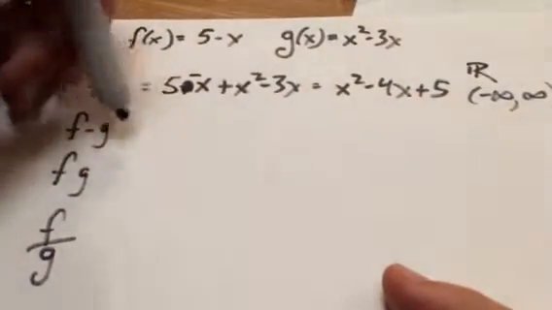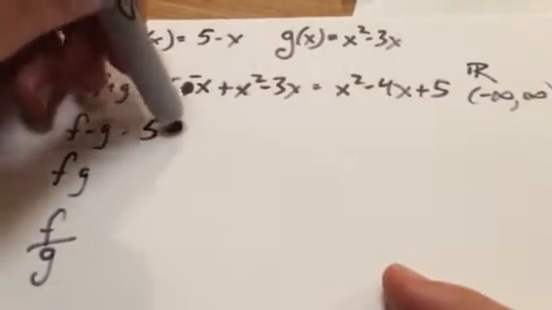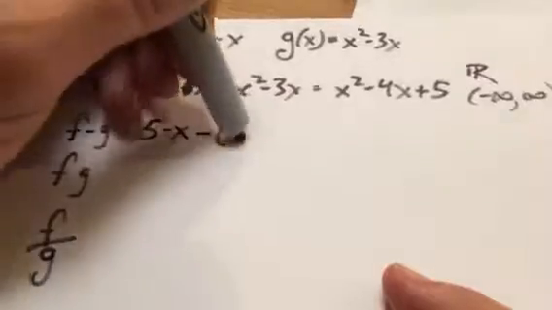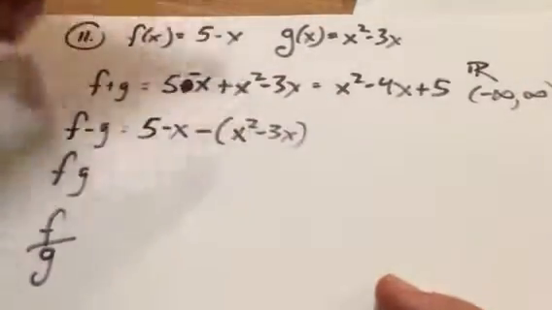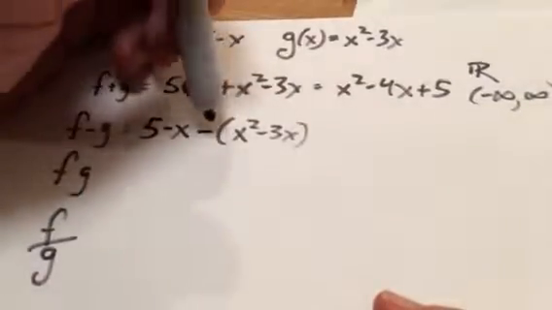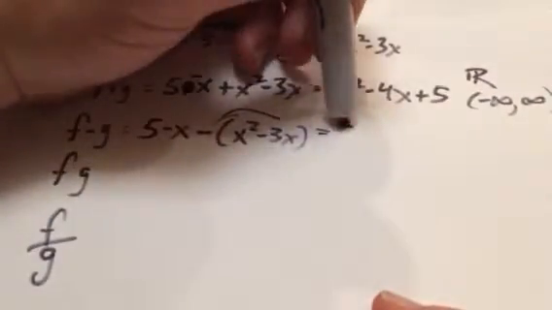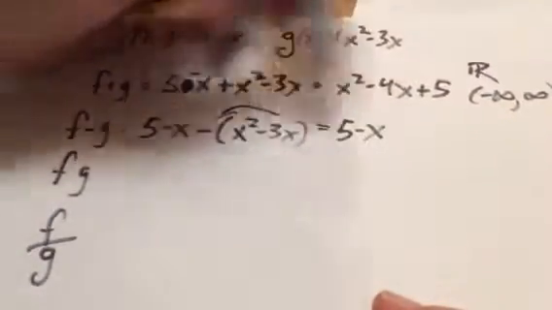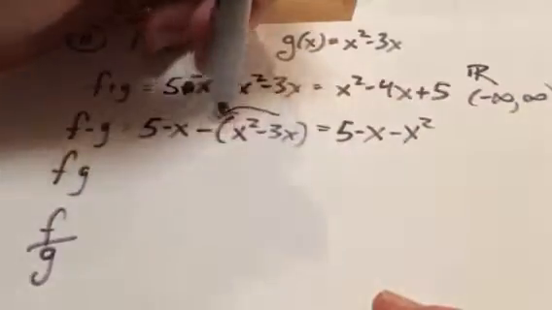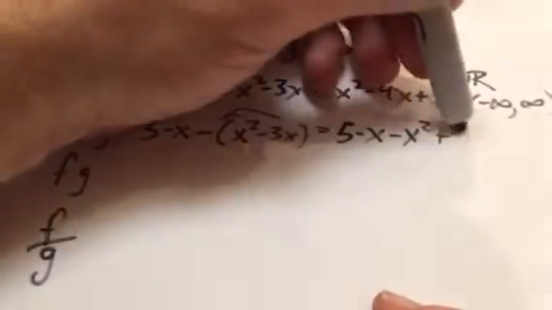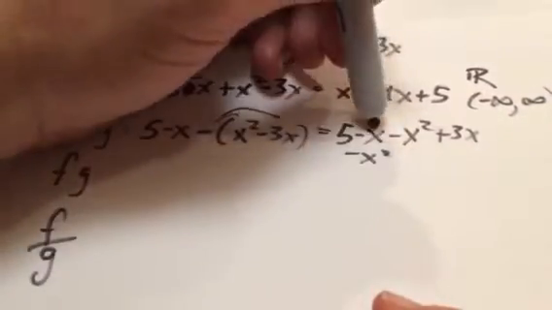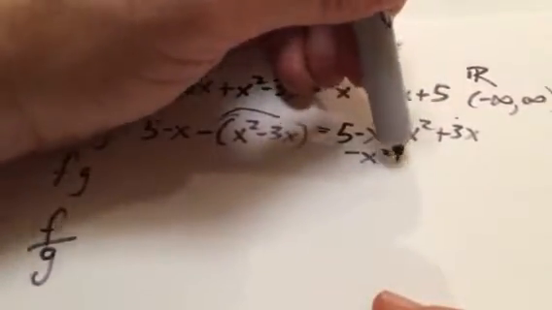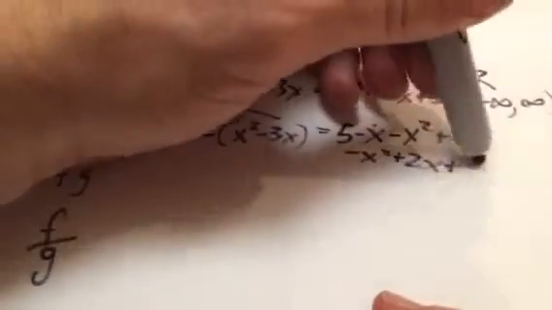The next one, f minus g. So f is 5 minus x, and I'm going to subtract x squared minus 3x. Notice all of f minus all of g. So then distribute that negative into there. So I have 5 minus x squared plus 3x, minus a negative. Combine some like terms. I get negative x squared, negative x plus 3x is plus 2x, plus 5.